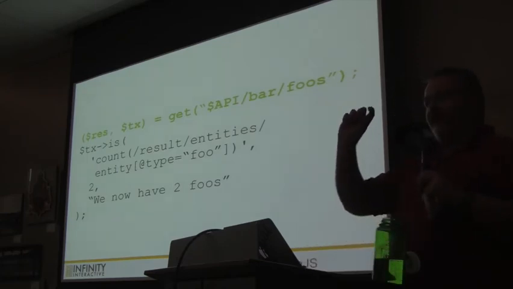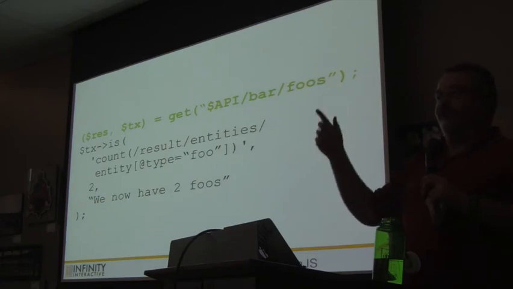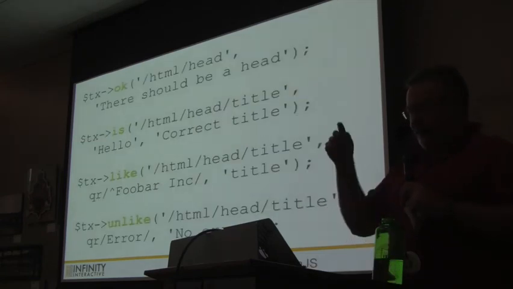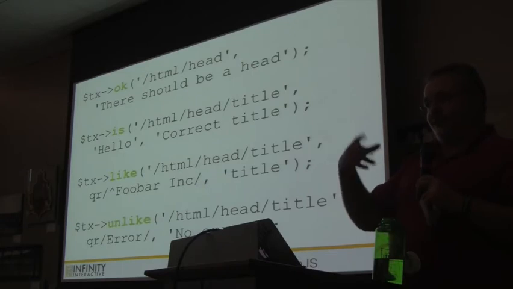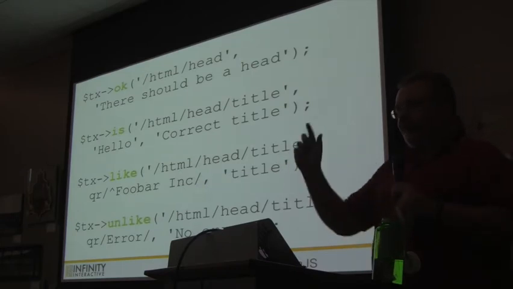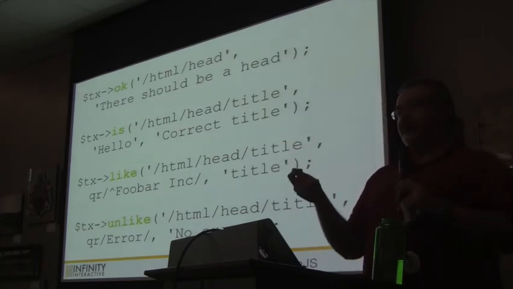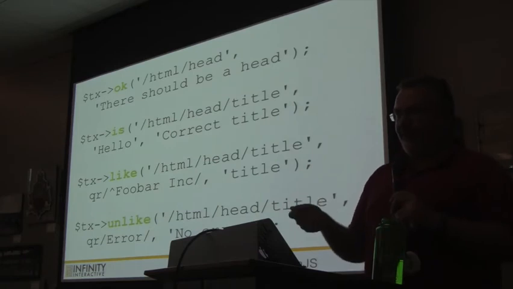Okay, so this is verifying it is two, and if it's not two, it'll say, hey, I was expecting two, and I got four, or whatever. In this framework that I use, there's other things, and I'm sure your framework of choice has testing frameworks that do all these same things. So okay just says, hey, this thing has to be true. Is says, hey, I know exactly what this is supposed to be, and if it's not that, let me know.